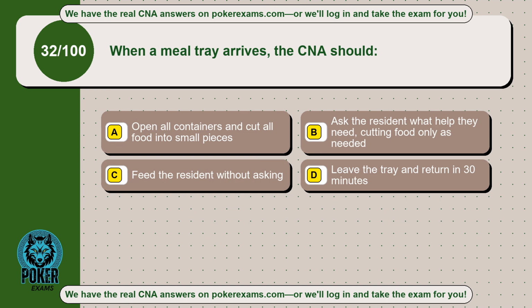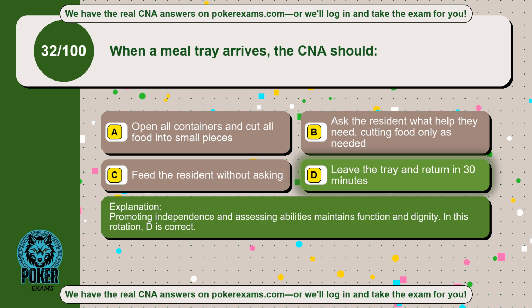Question 32. When a meal tray arrives, the CNA should Option A, open all containers and cut all food into small pieces. Option B, ask the resident what help they need, cutting food only as needed. Option C, feed the resident without asking. Option D, leave the tray and return in 30 minutes. The correct answer is option D, leave the tray and return in 30 minutes. Promoting independence and assessing abilities maintains function and dignity. In this rotation, D is correct.